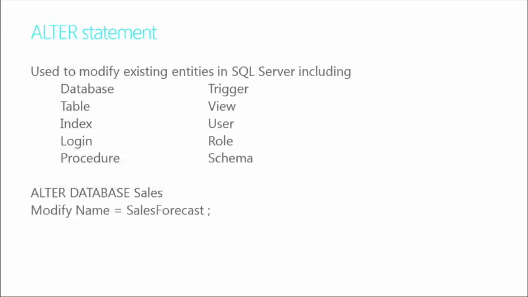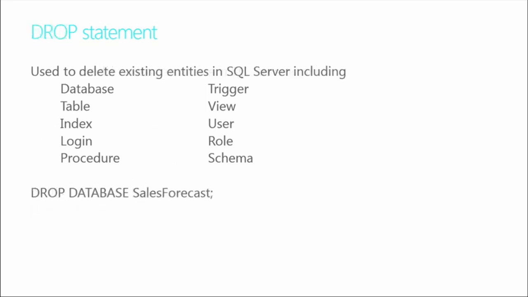And the alter statement, as you saw, I took the sales and changed it to sales forecast. And the drop statement, whether it's a database or a table, view, role, whatever it is, it's simple. For DDL, it's create, alter, and drop. If you understand those three, that's the bulk of what you're going to need to understand for DDLs, data definition language statements, to be able to manage the objects inside SQL Server.